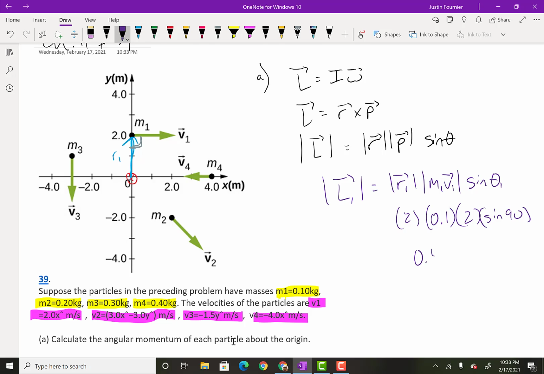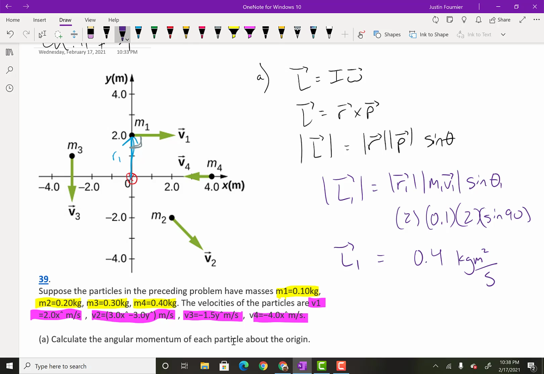So this is going to be 0.1 times 2 times 2. I think that's going to be 0.4. I hope this doesn't bite me in the butt afterward. And then instead of doing just the magnitude, I'm also going to write the direction in just a moment. So for that 0.4, the units for angular momentum are kilograms meters squared over seconds.